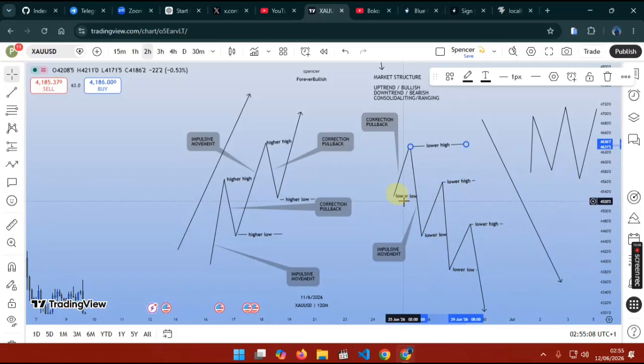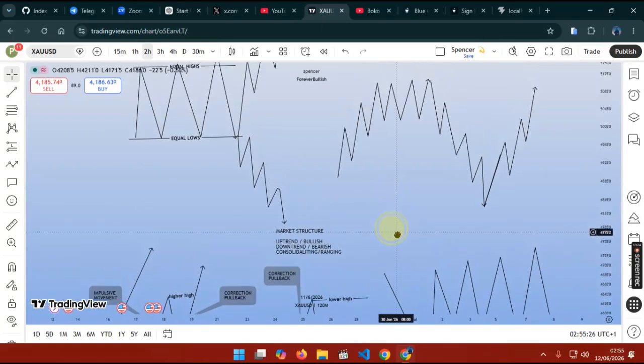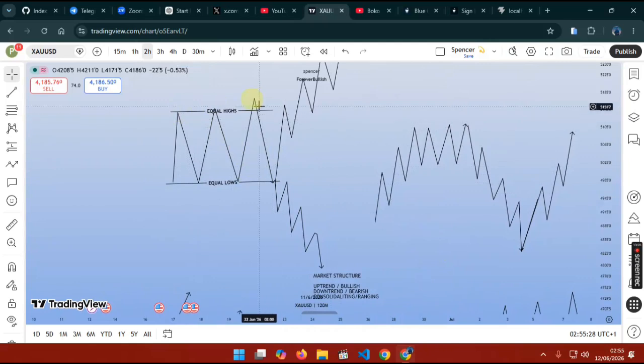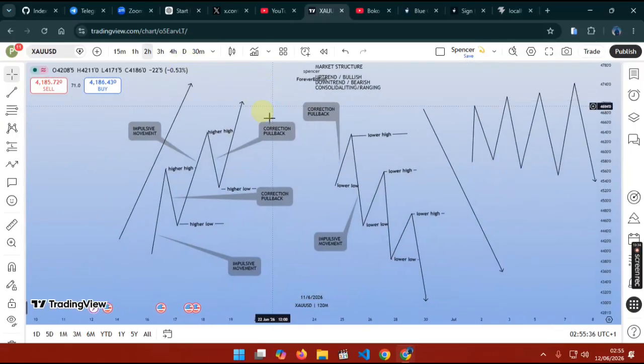Then what do we expect the market to do from here? This is what the market is doing from here now, giving us a correctional buy, impulsive sell, correctional buy, impulsive sell, correctional buy, impulsive sell. So that's it for today. And we have our ranging market giving us equal highs and equal lows. That's just it for the ranging market. It's best to stay out of a ranging market, but that will be a topic for another day.